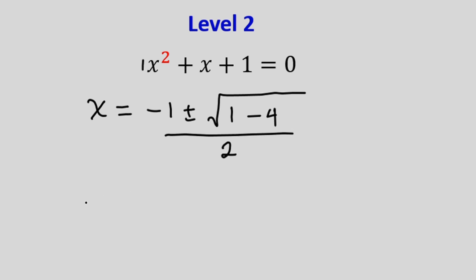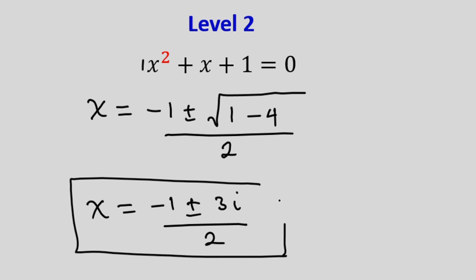Now, if we simplify this further, we have x is equal to -1 plus or minus, now 1 minus 4, that is going to be minus 3, square root of minus 3, that is 3i, then all divided by 2. And guess what? This is pretty much it.